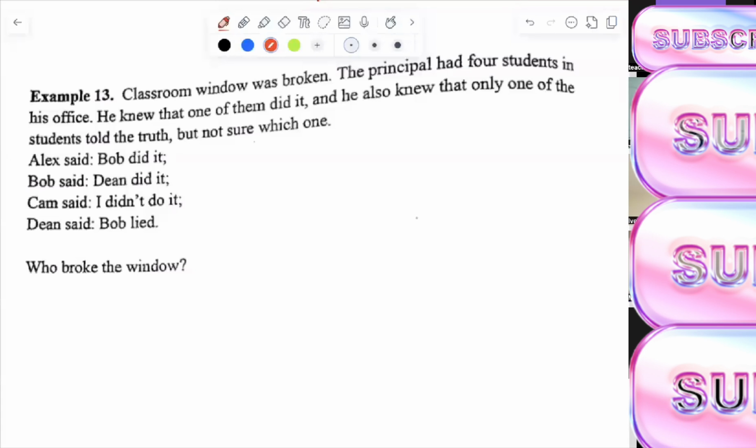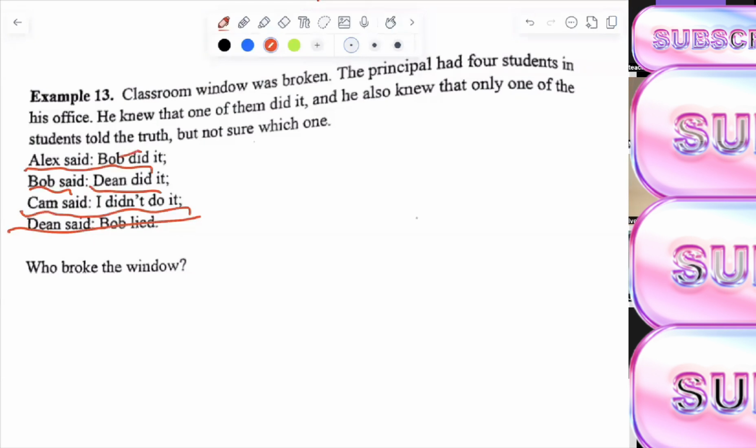Why is that? Let's go step by step. Alex says Bob did it, and Bob says Dean did it, and then Dean said Bob lied. So if Bob says the truth, then Dean is lying, which means that Dean did it. Cam is also saying the truth, I didn't do it. So one of them is saying the truth.